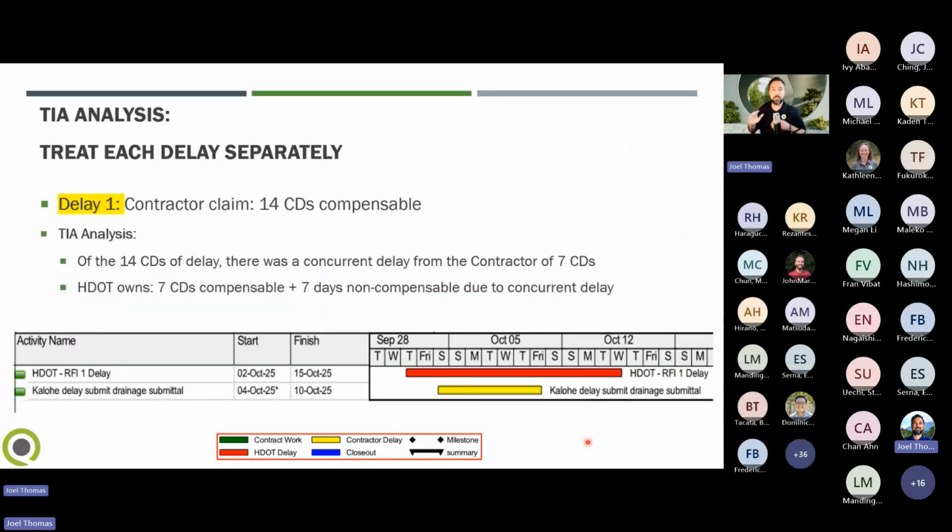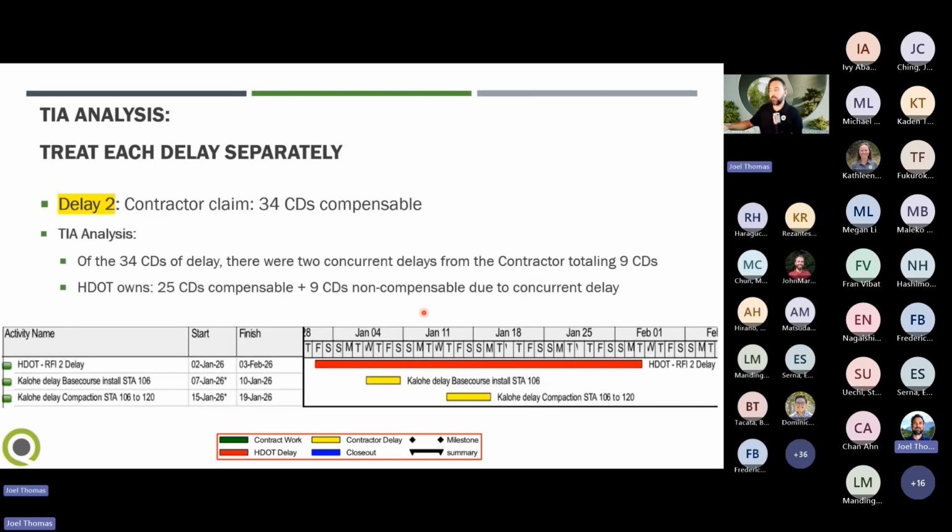Then what I would do is go through delay by delay and do my analysis of those sections. So for delay period 1, we had 14 calendar days compensable is what they were claiming. In my TIA analysis, I said, okay, out of those 14 days, there was a concurrent delay of 7 days. So in the end, HDOT would own 7 calendar days compensable and 7 days non-compensable due to that concurrent delay. We would still give them the 14-day period of time because for a concurrent delay, we give time but no compensation.